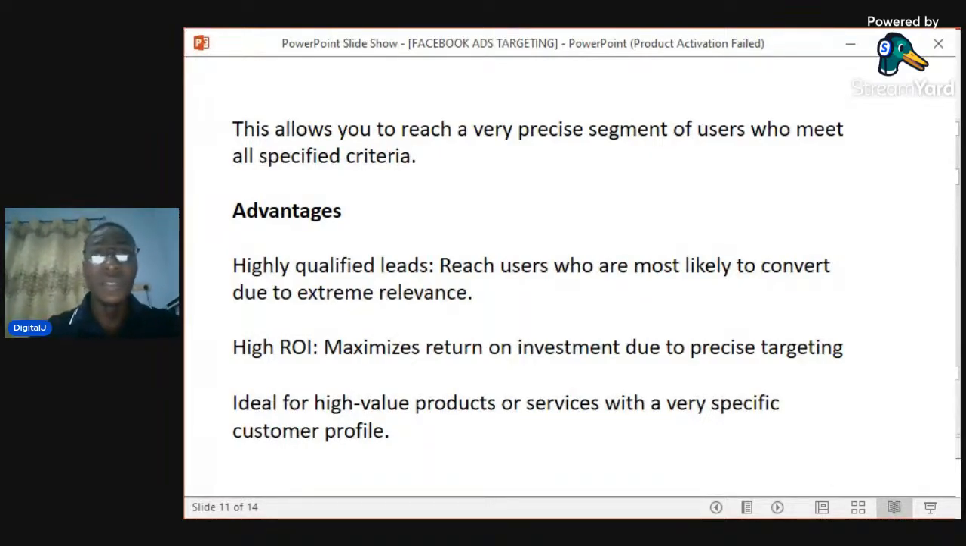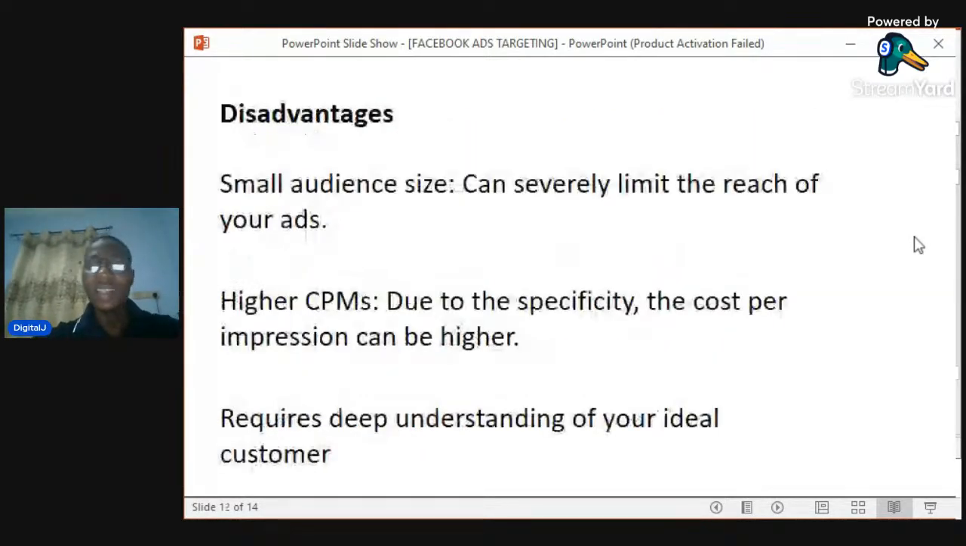When you are selling something like real estate, lands, properties, you can do narrow targeting because you don't just want any kind of persons to come to your DM. You want people that have the buying capacity. Understand? So, disadvantages: small audience size can severely limit the reach of your ads.